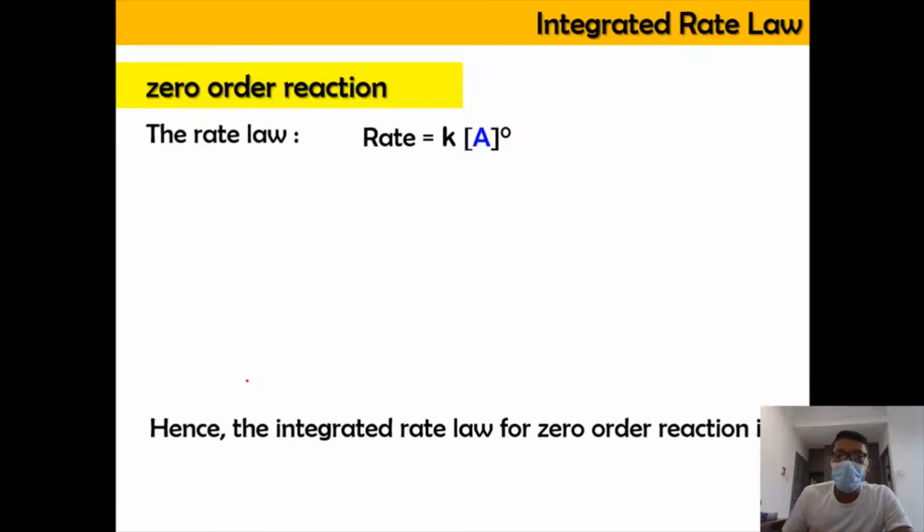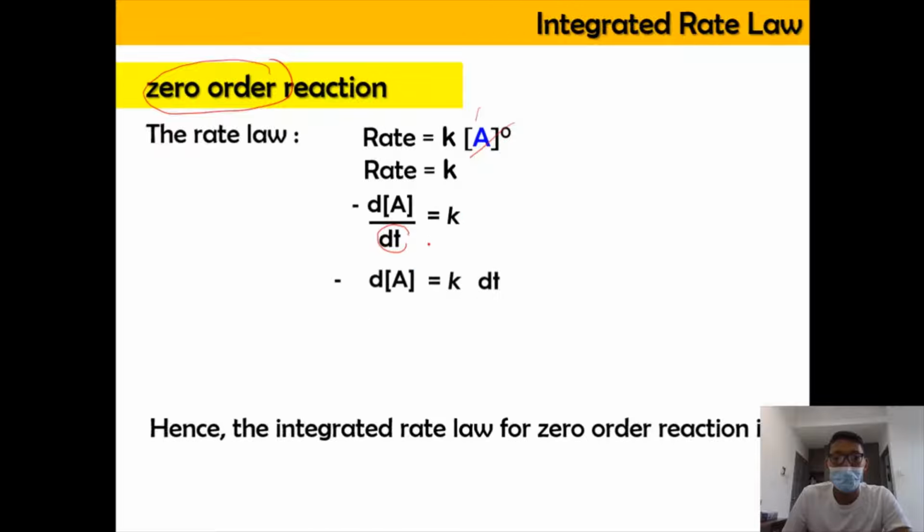Now, in order for us to get the integrated rate law for the zero order reaction, we have to derive the equation from the rate law. It starts with rate is equal to k, because you know that [A] to the power of 0 is equal to 1. So rate is basically the change in the concentration of reactant A over time, right? So you bring the dt term to the right hand side, and you will get dA equal to k dt.